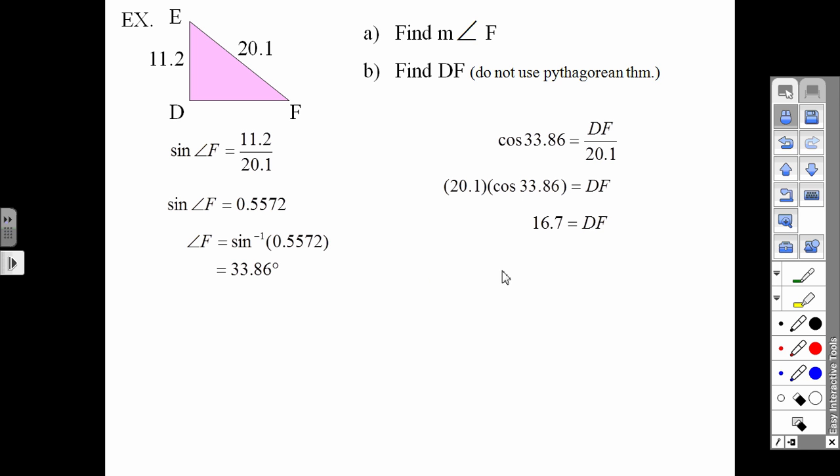Okay, so you're going to have a bunch of these problems where you're going to have to be searching for either an angle or a side. And you need to figure out, are you doing the inverse sine or are you doing the regular sine? Are you doing inverse cosine or regular cosine?